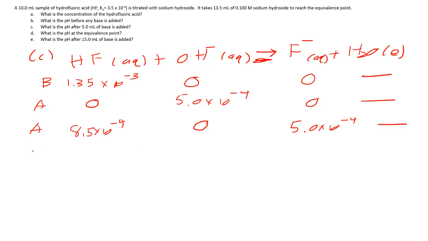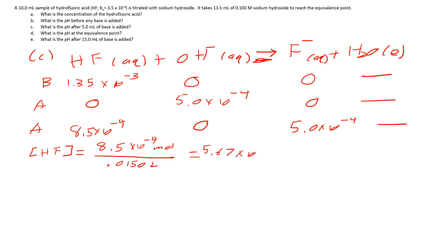So now we need to know the two concentrations of our HF and our F minus. That way we can use the Henderson-Hasselbalch equation to find the pH of the buffer we've created. Remember with your weak acid titration that when you're before the equivalence point, you're creating a buffer. That's why we're able to use the Henderson-Hasselbalch equation to help us out. So the new volume is 10 milliliters plus 5, so we have 0.0150 liters. We divide these, we get a concentration of 5.67 times 10 to the minus 2 molar.